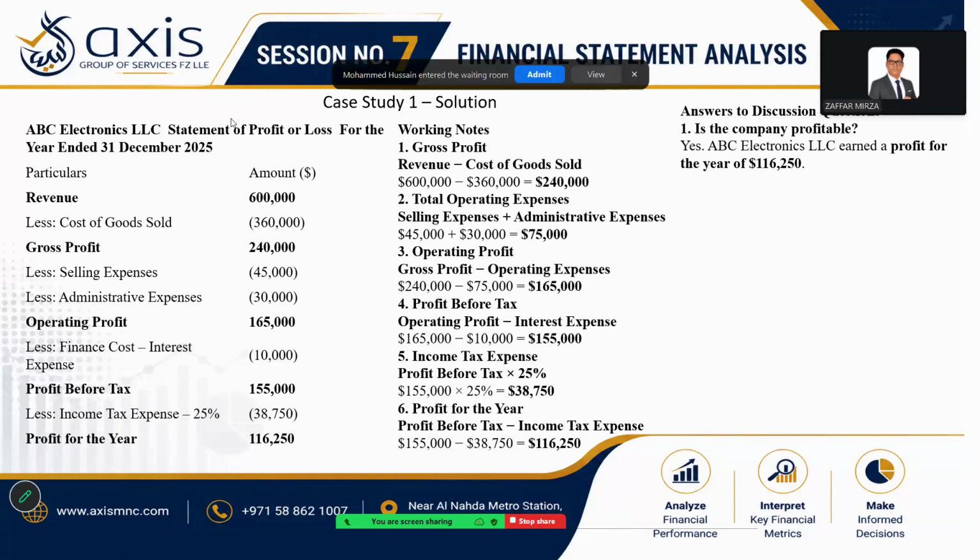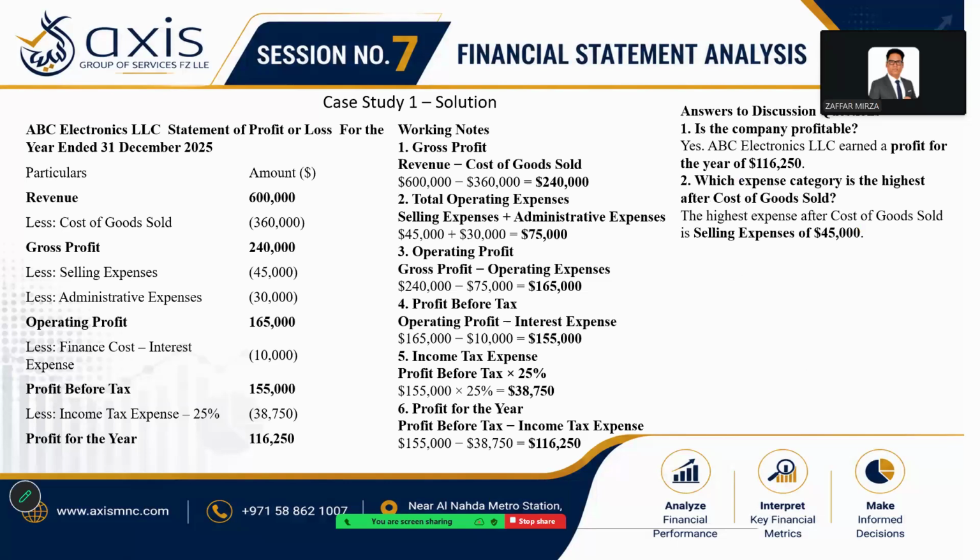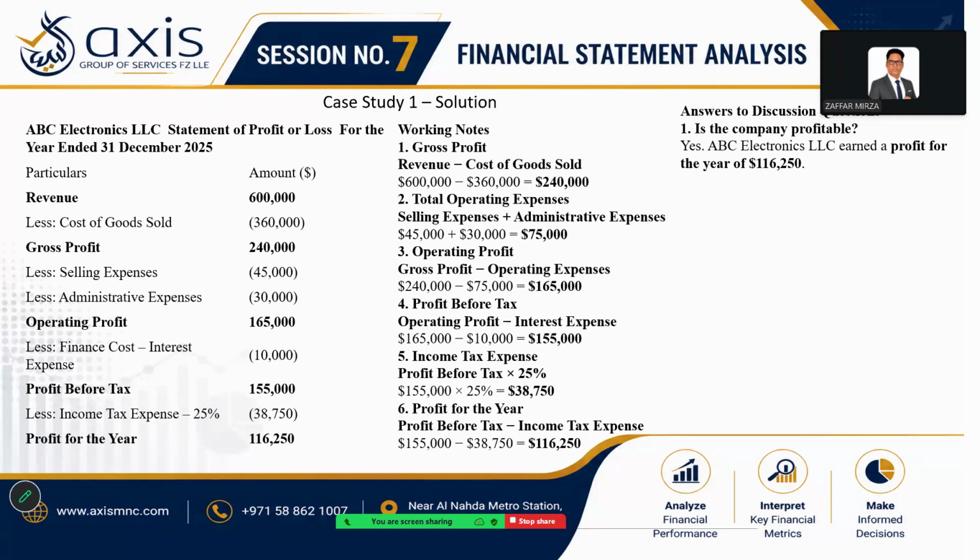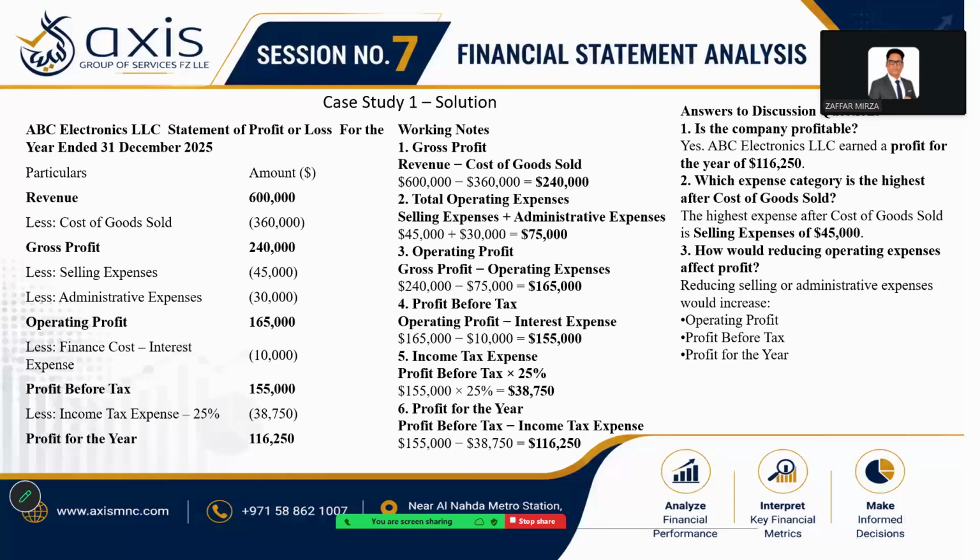Okay, is the company profitable? Yes. ABC Electronic LLC earned the profit for the year 116,250. Next question is, which expense category is the highest cost after cost of goods sold? 45,000. Selling expenses is the highest expense.